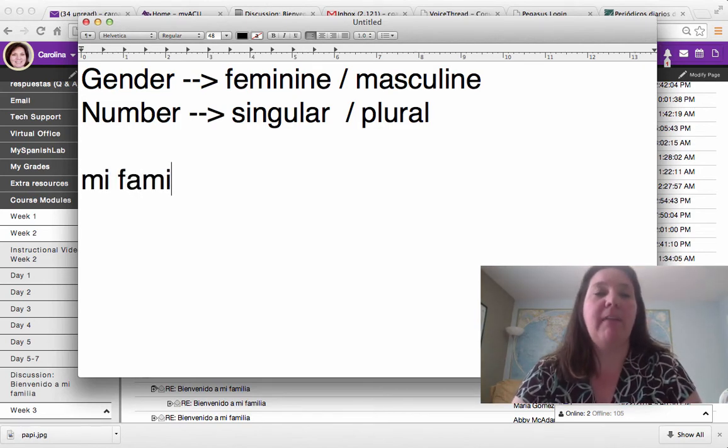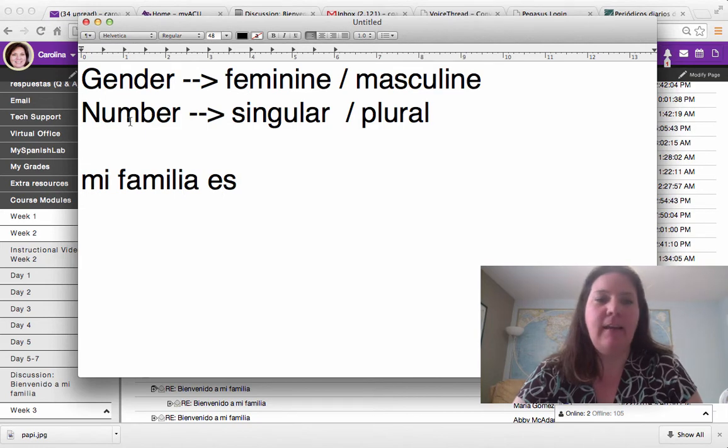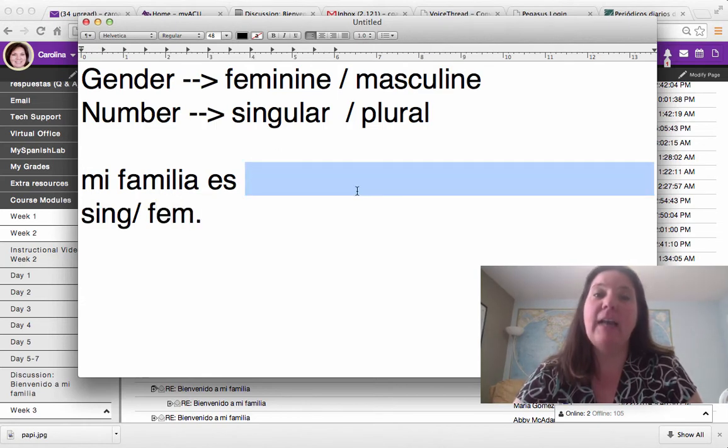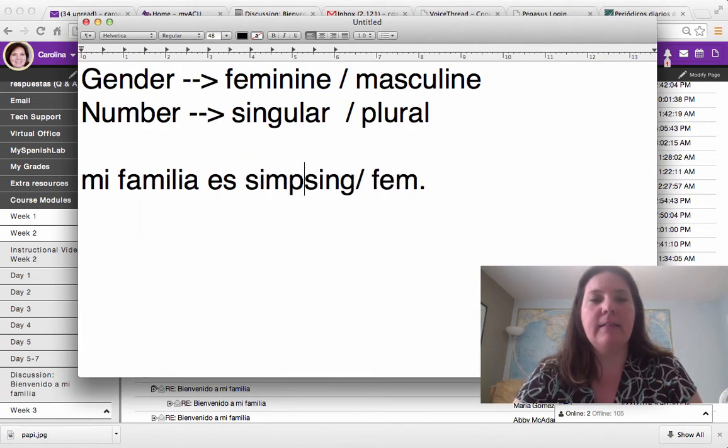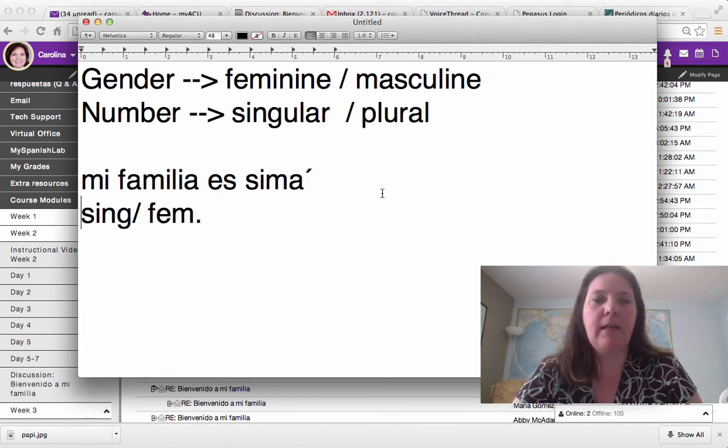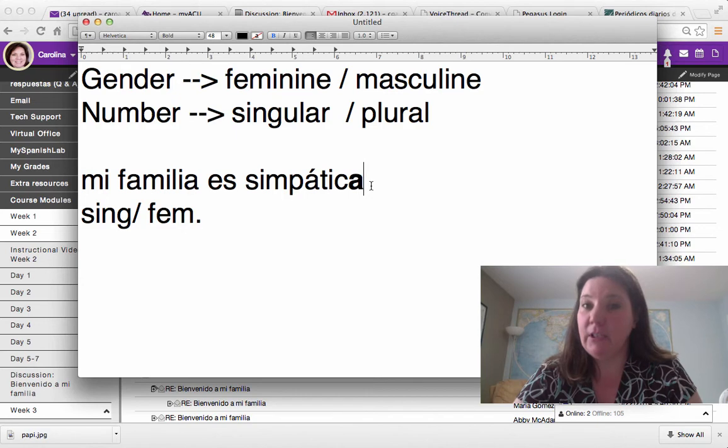So if you say mi familia es, and then you're going to continue here with 1 or 2 or 3 adjectives. Familia, okay, is singular and feminine. So anything that comes after familia has to be feminine and singular. So if you say mi familia es simpática, okay? It has to be in the feminine form and in the singular form.